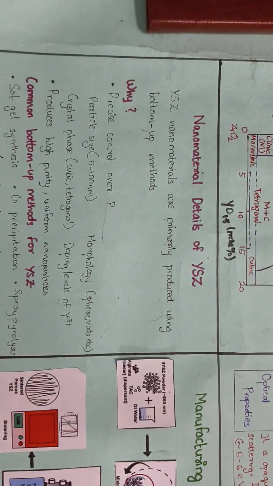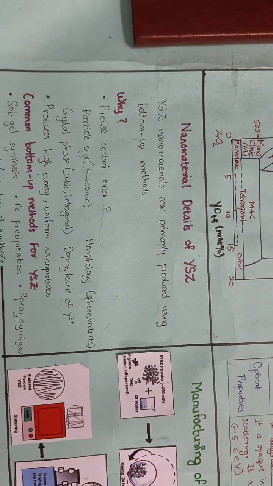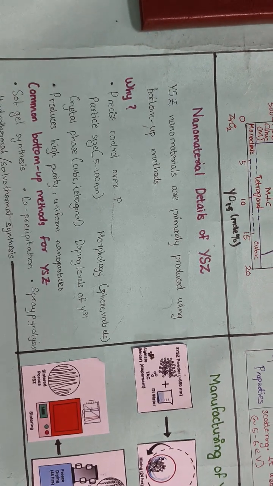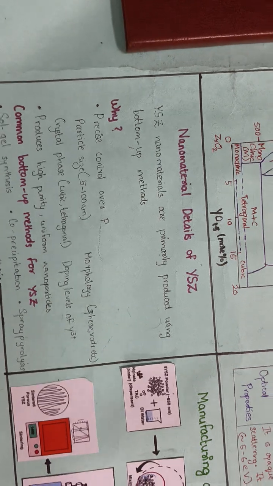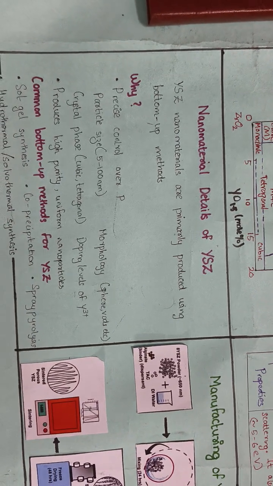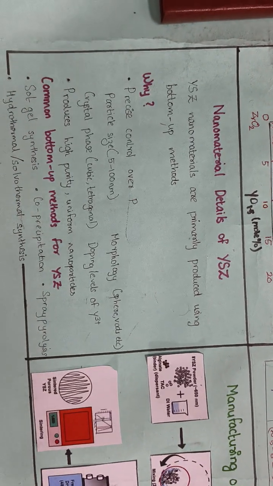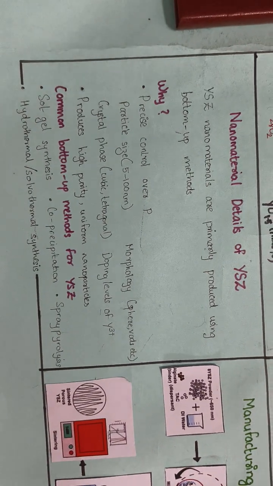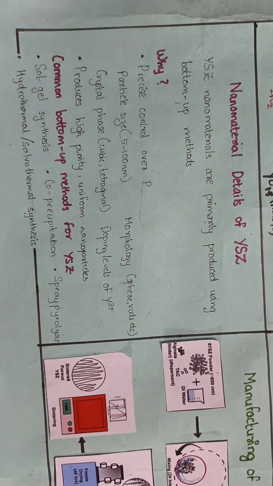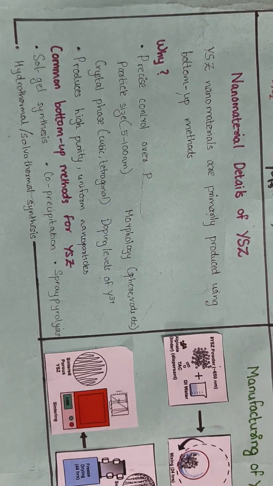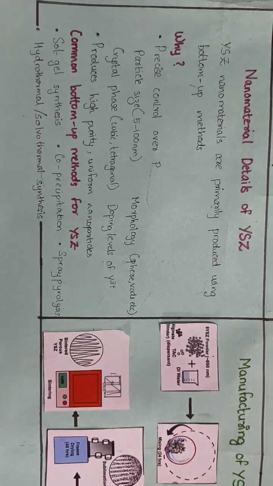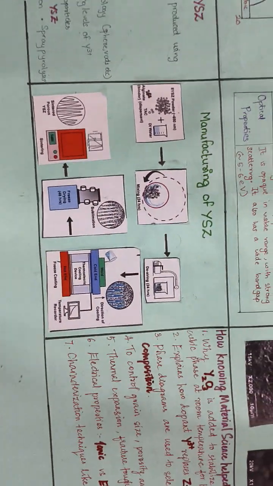Then we have the nanomaterial details of YSZ. So YSZ nanomaterials are usually produced by a bottom-up approach. The reason is it gives precise control over particle size, and it produces high purity and uniform nanoparticles. The common bottom-up methods for YSZ are sol-gel synthesis, co-precipitation, spray pyrolysis, and solvothermal synthesis.